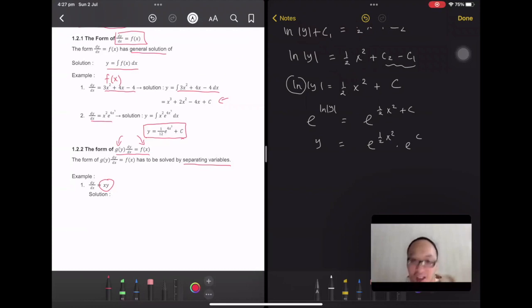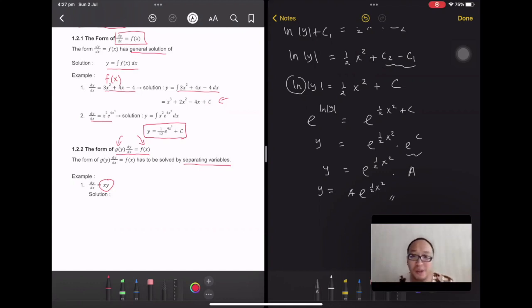c is an arbitrary constant. E to the power of a constant is another constant, so I can just write this as a. So e to the half x squared times a can simplify into a e to the half x squared. This is the general solution.